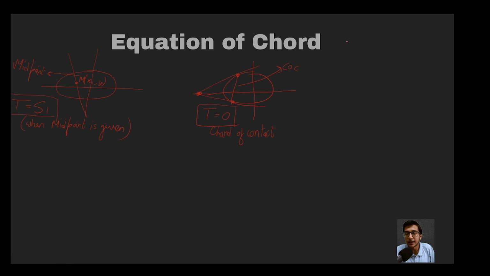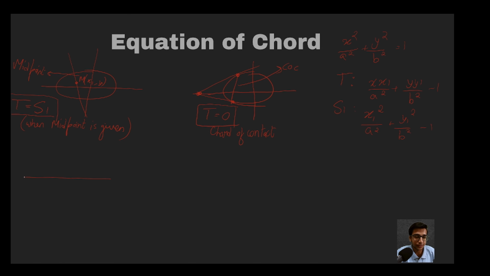And if you all remember, let's say x square by a square plus y square by b square is equal to 1, this is my ellipse. So T can be written as x x1 by a square plus y y1 by b square minus 1, and S1 can simply be written by replacing x and y by the coordinates, x1 square by a square plus y1 square by b square minus 1. This is our S1. So this is how the equation of chord is written.